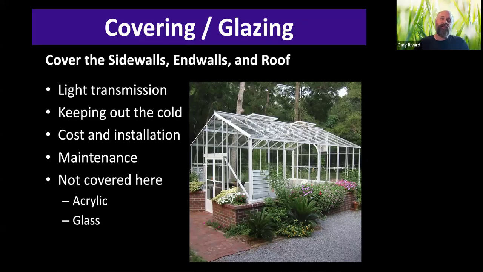Now, when we think about the covering, we want to talk about light transmission. That becomes really important. We also want to think about trying to provide some type of insulatory value to keep the cold out because deep winter growing is going to require that. And also just maintenance and installation becomes really important.